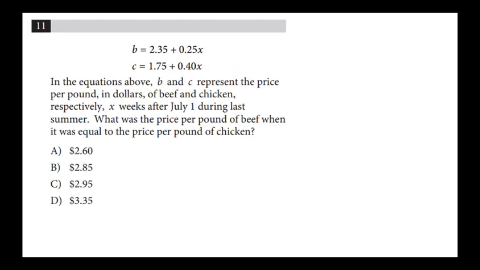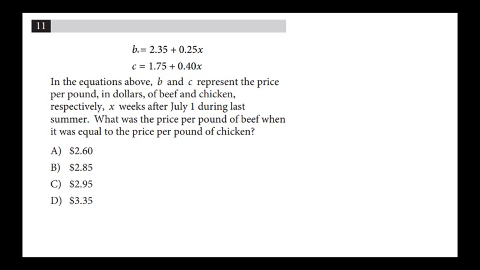Okay, in the equation above, B and C represent the price per pound in dollars of beef and chicken. So beef costs this, chicken costs this, x weeks after July 1st. Okay, what was the price per pound of beef when it was equal to the price per pound of chicken? So we're saying, when were the prices the same, what value of x gives us that, and once we know that, we can sub it in.